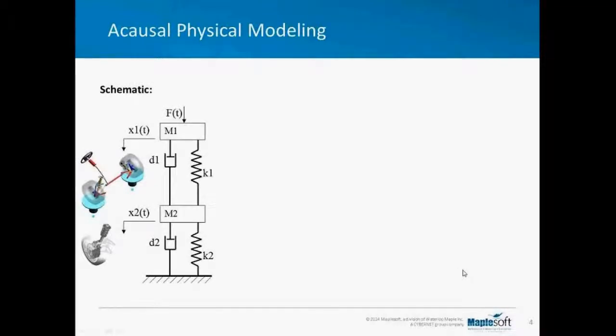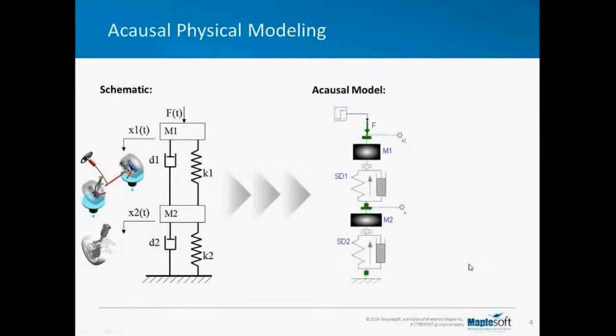Now, using acausal modeling, the components that are being used to model the system are physical components. So components like springs, dampers, resistors, hydraulic cylinders, and so on. As a result, the model is intuitive to build, it's visually representative, and it provides insight on the actual system structure, as you can see the resemblance between the acausal model and the model schematic.